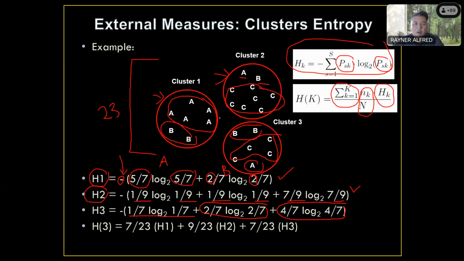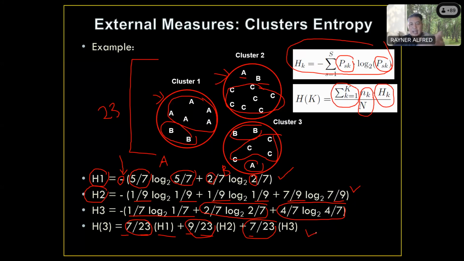So for example, for cluster 1, we have 7 of them in cluster 1. So the weightage will be 7/23. Cluster 2, we have 7/23. And then cluster 3, we have 7/23. So this is the weightage. That one refer to how many member you have in that particular cluster divided by the total number of member for all of your data. Okay, so this is how we compute the cluster entropy.